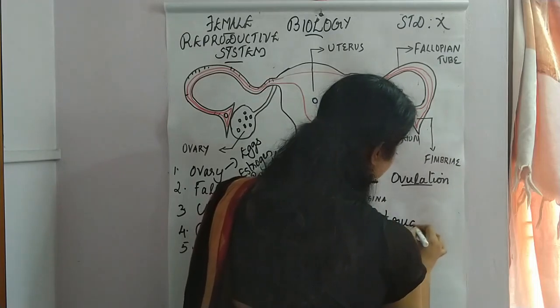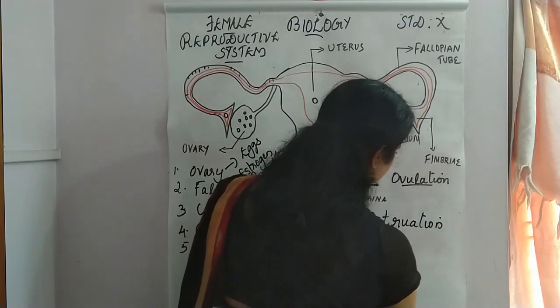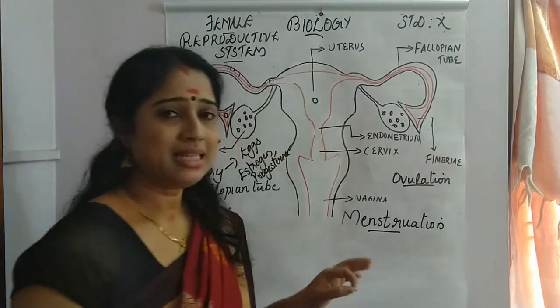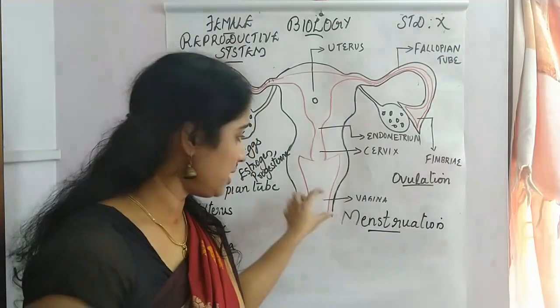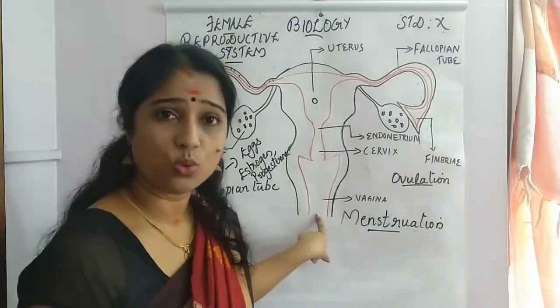One mark question for the exam: define menstruation. It is nothing, it is the vaginal bleeding. Through the vagina, what happens? This is a canal, the birth canal also.